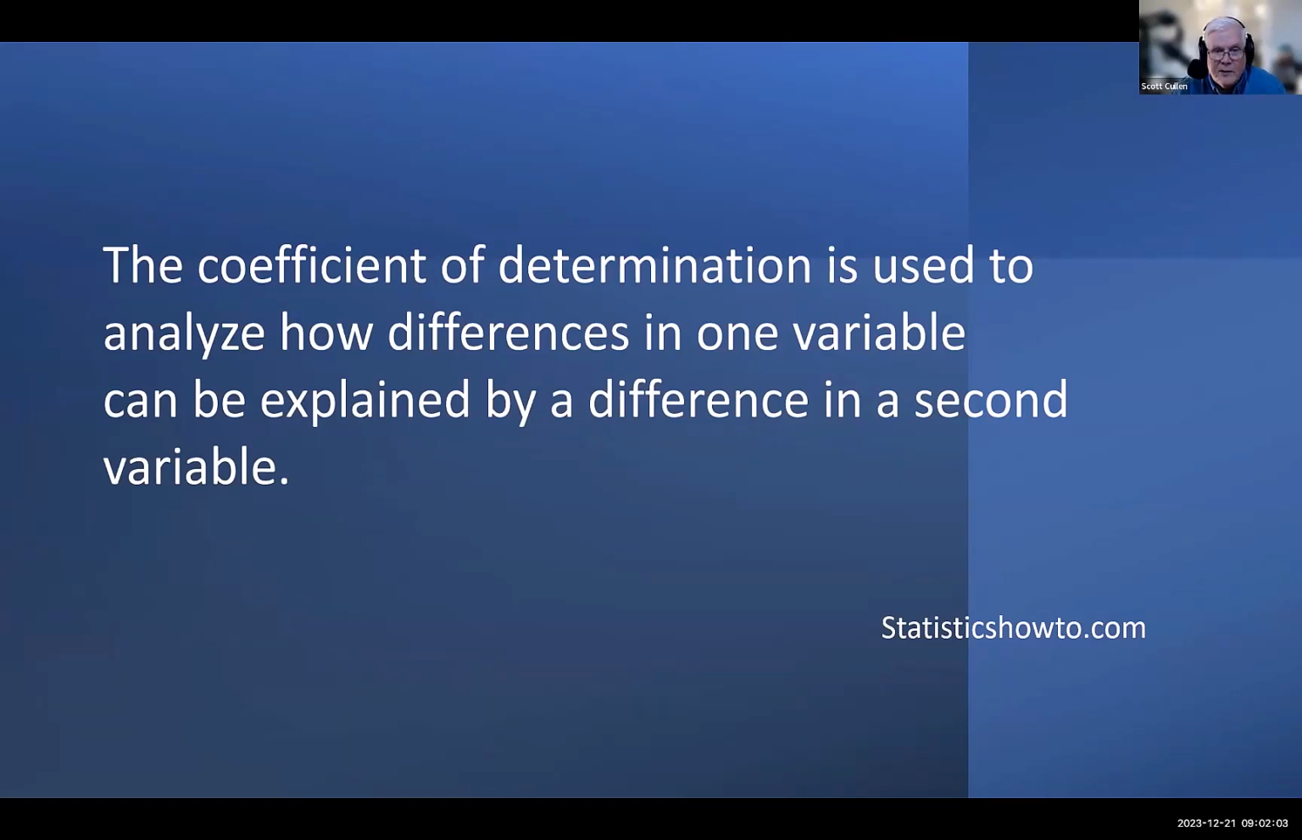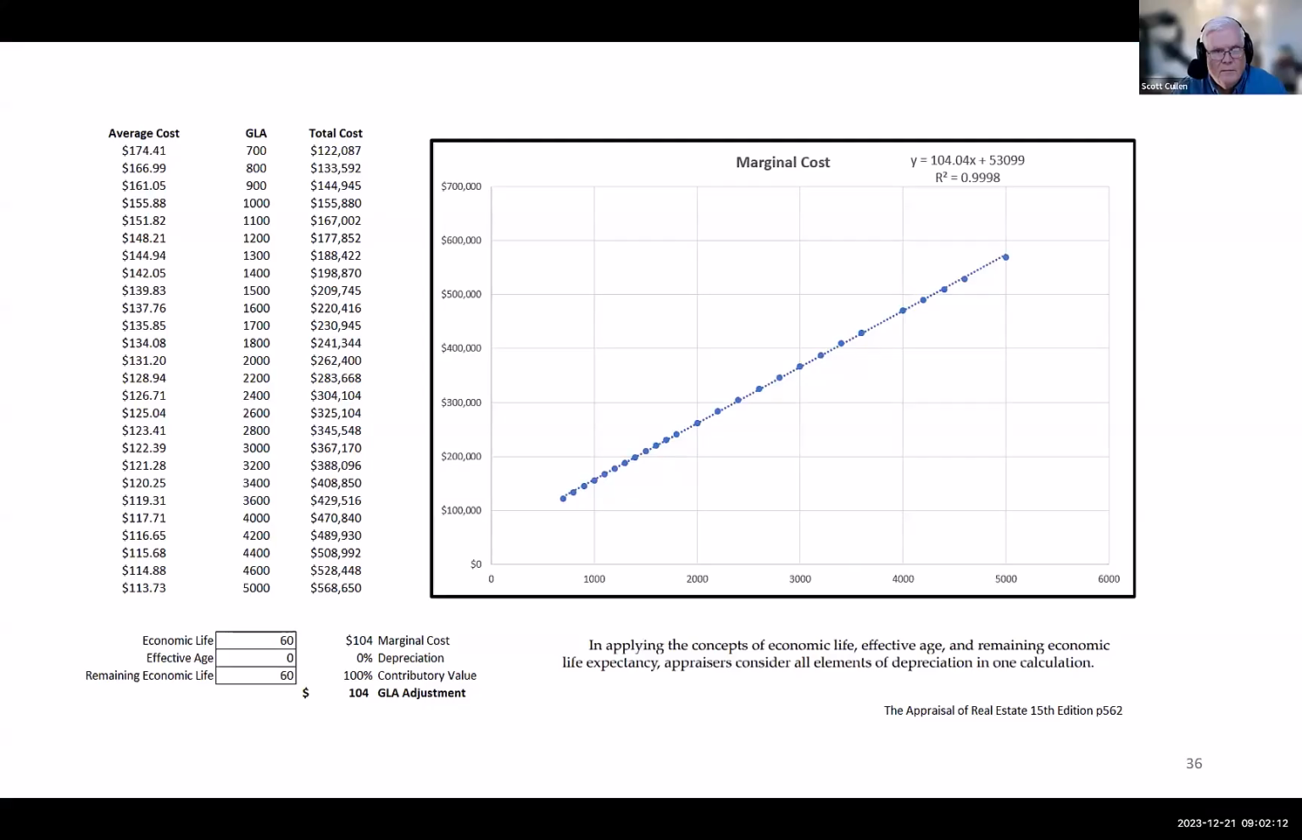For us, this means how much of the change in adjusted sale price can be explained by the change in a property characteristic. In our example, 100% of the change in total cost of GLA is explained by the change in the amount of GLA.